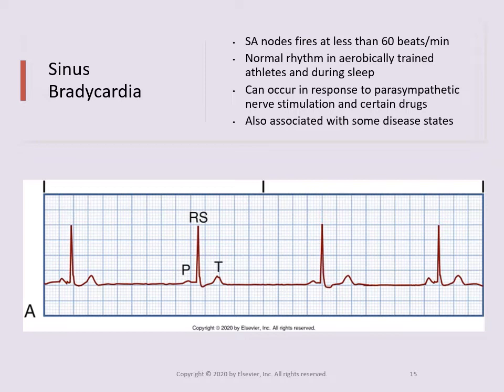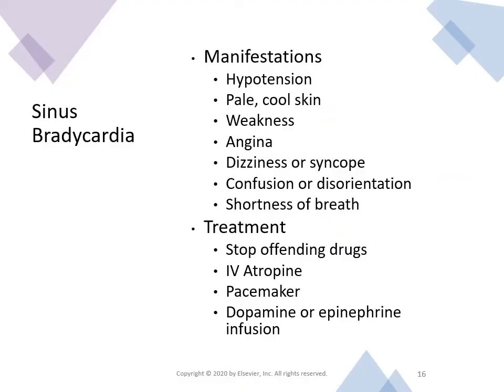So our rate can be anywhere from 40 to 60 or less. Sometimes patients are asymptomatic with this rhythm, such as athletes, but if they are symptomatic, manifestations will include hypotension, pale, cool skin, weakness. They may have angina, they may be dizzy, they may be confused, or have shortness of breath. Treatment includes stopping any offending drugs if they are a side effect, using IV atropine, and then finally a pacemaker. If the patient has poor cardiac output, we might include dopamine or epinephrine.